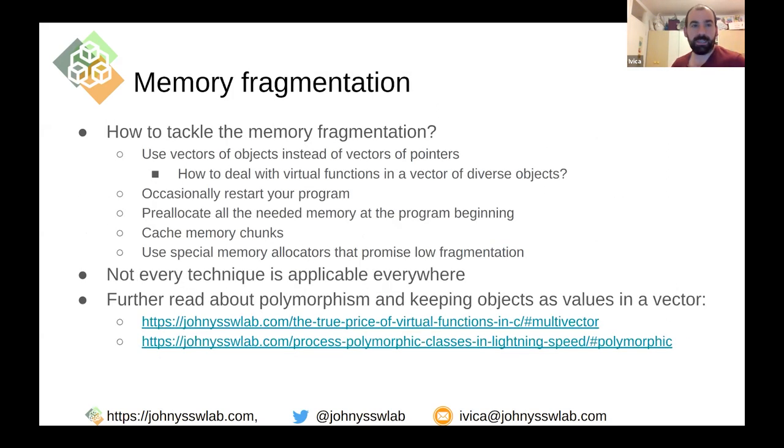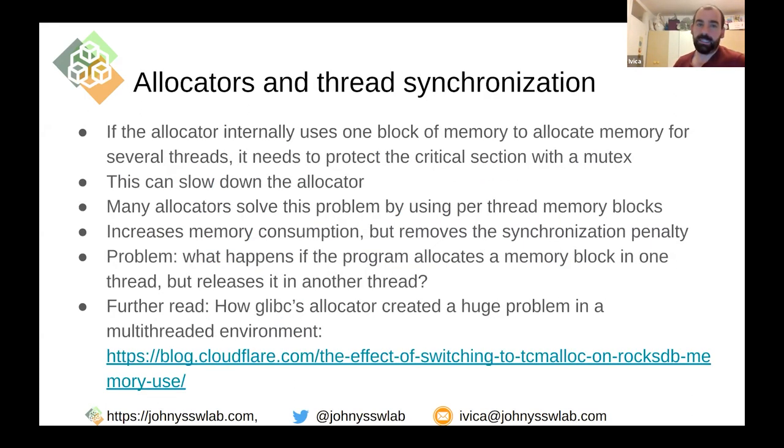Allocators. So one of the issues is memory fragmentation. The other one is allocators and thread synchronization. If the allocator internally uses one block of memory to allocate memory to several threads, you need to protect the allocation with malloc and free with a critical section with a mutex. And this does slow allocators down, and high performance allocators don't do that.